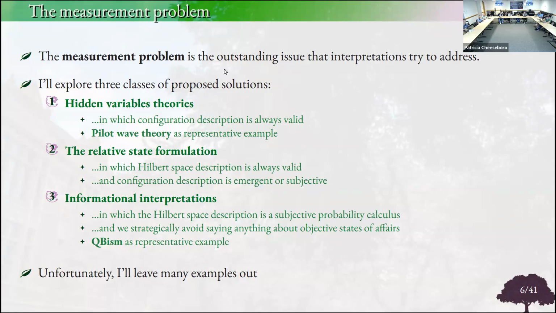And lastly, I'll look at the set of interpretations that is actually most popular among folks specializing in quantum information, quantum computing, and so on: informational interpretations, with QBism as a representative example. Their way of getting around the Heisenberg cut is to strategically avoid saying anything about objective states of affairs and say that the Hilbert space probability calculus is just a subjective probability calculus done by subjective agents. Unfortunately, I'm going to leave many examples out, like spontaneous collapse theories and theories about backwards causation. But these are kind of the 3 most popular classes.